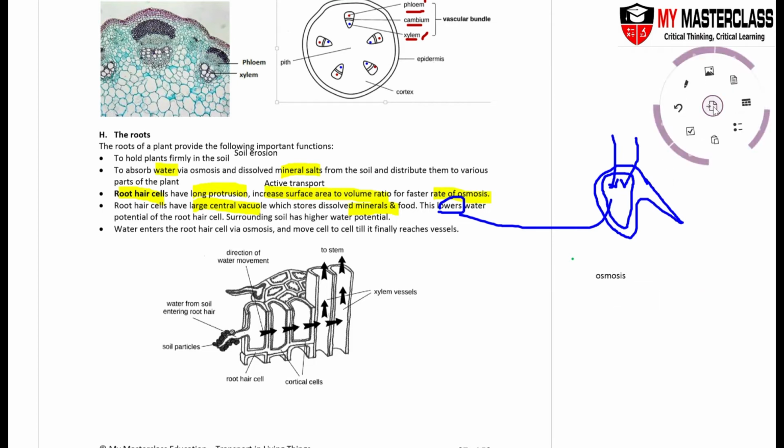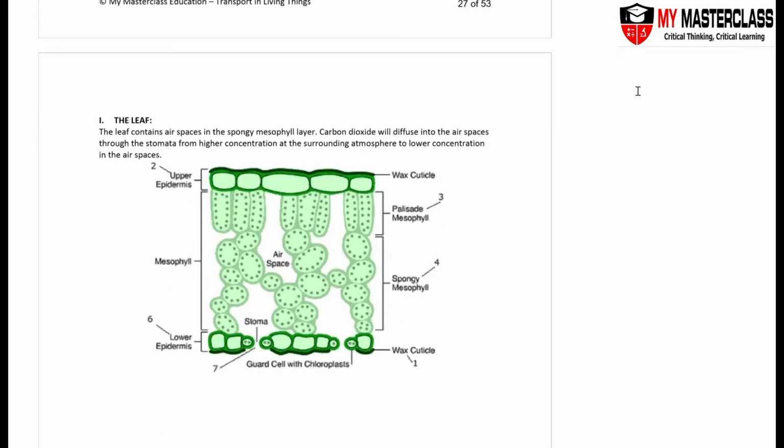Upon lower water potential in the root hair cell, osmosis takes place and water enters into the root hair cell via osmosis, until it finally reaches the vessels. It will just continue up until it reaches the xylem vessels. From the xylem vessels, it travels up to the leaves.